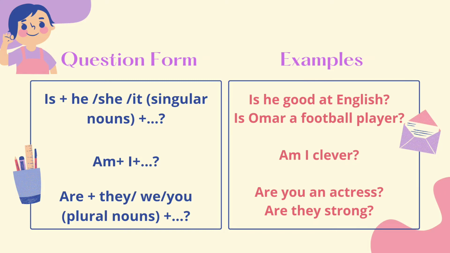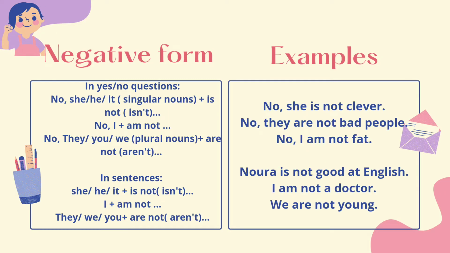And the last form is the negative form. In yes or no questions, we put no plus she or he or it or any singular noun plus is not or isn't plus the rest of the sentence. For example, no, she is not clever. Then we have no plus I plus am not plus the rest of the sentence.